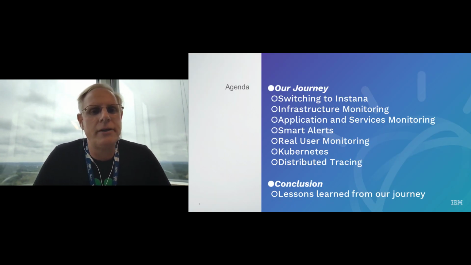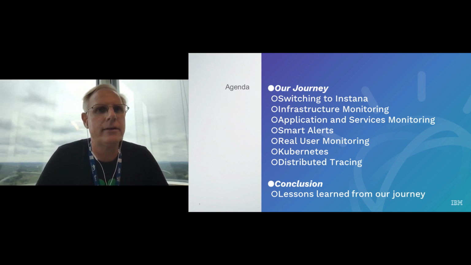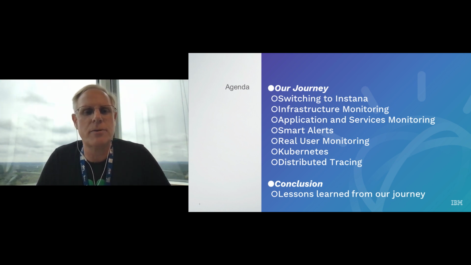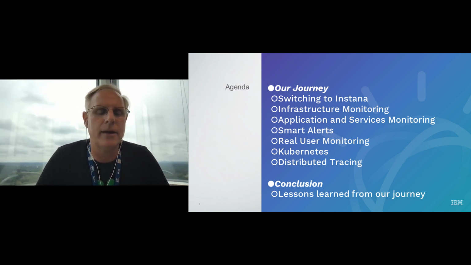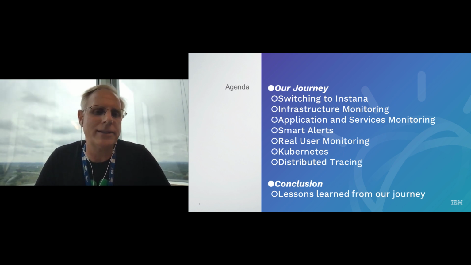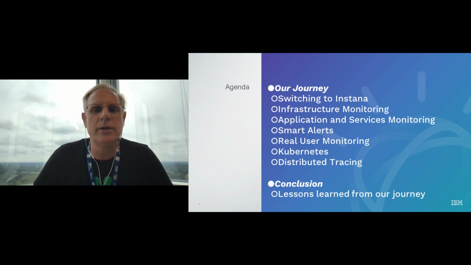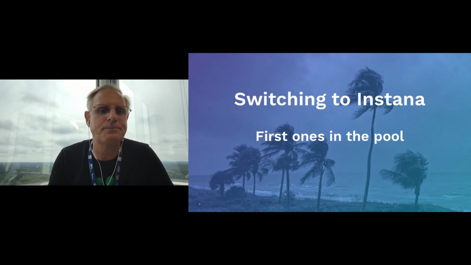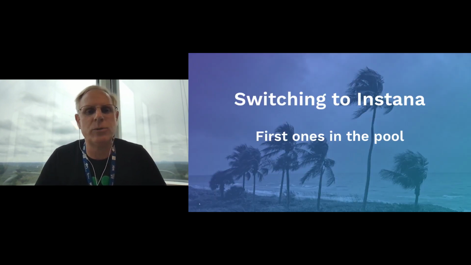So I'm going to go over our journey. Talking about when we switched to Instana, and the background on that. I'll talk about all the pieces that we're using. We use infrastructure monitoring, application and services monitoring, smart alerts, the real user monitoring, RUM, and Kubernetes. Talk a little bit about that, and then distributed tracing, and then lessons learned on what we found when we switched over to Instana, the challenges and some of the things that we're finding with that.